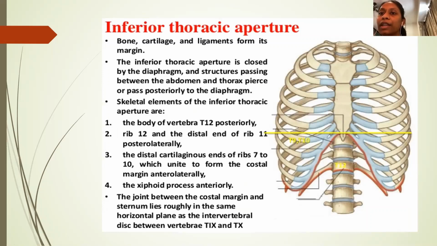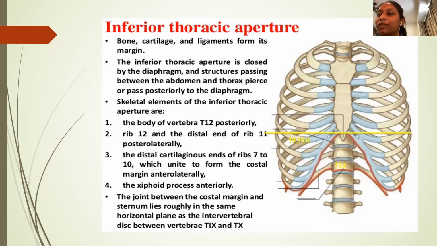So we have the body of the T12 vertebra posteriorly, and then rib number 12 and the distal end of rib number 11 posterolaterally, and then the distal cartilaginous ends of ribs 7 to 10, which unite to form the costal margin anterolaterally, and finally the xiphoid process anteriorly.